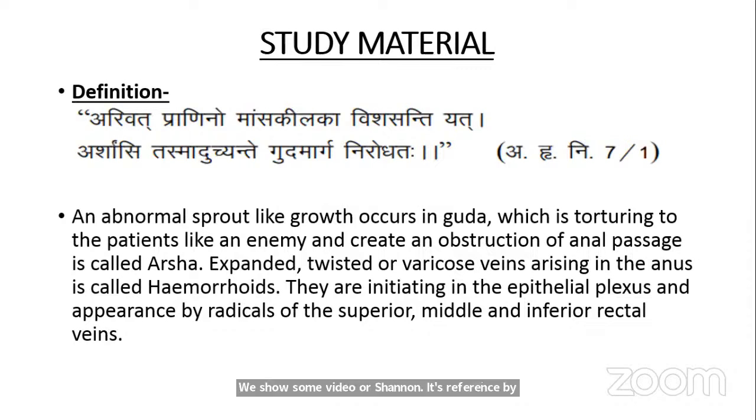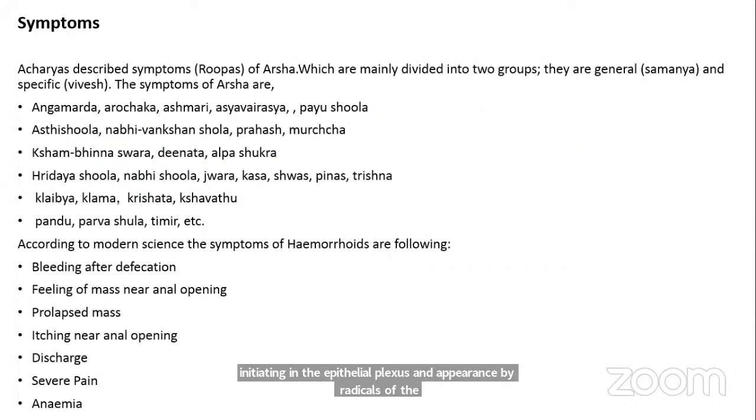An abnormal sprout-like growth occurs in the guda, which torments the patient like an enemy and creates an obstruction of the anal passage. It is called arsha. Expanded, twisted, and varicose veins arising in the anus are called hemorrhoids. They originate in the epithelial plexus and are formed by radicals of the superior, middle, and inferior rectal veins. Symptoms.